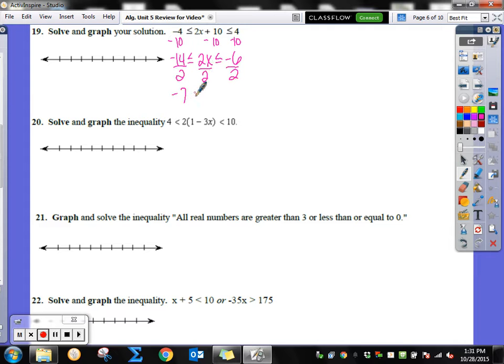So we have negative 7 is less than or equal to x is less than or equal to negative 3. When I graph, I like to graph with the word "and" in there, so I'm going to rewrite those. So my first one would be negative 7 is less than or equal to x, and x is less than or equal to negative 3.